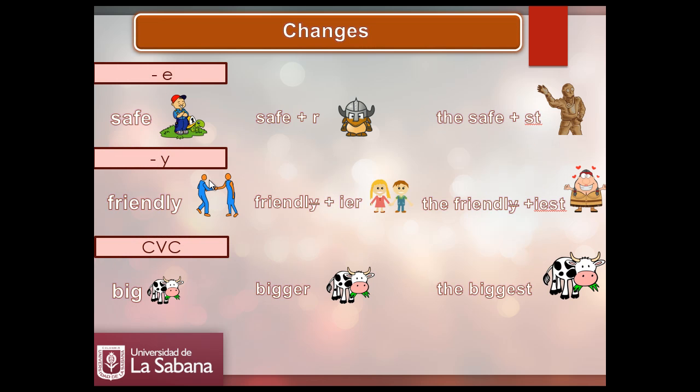So remember that one syllable and some two-syllable adjectives ending in E add only R or ST in the comparative and the superlative degree. Adjectives ending in Y drop Y and add I before ER and the EST. Adjectives ending in consonant, vowel, consonant double the final consonant in the comparative and in the superlative degree.